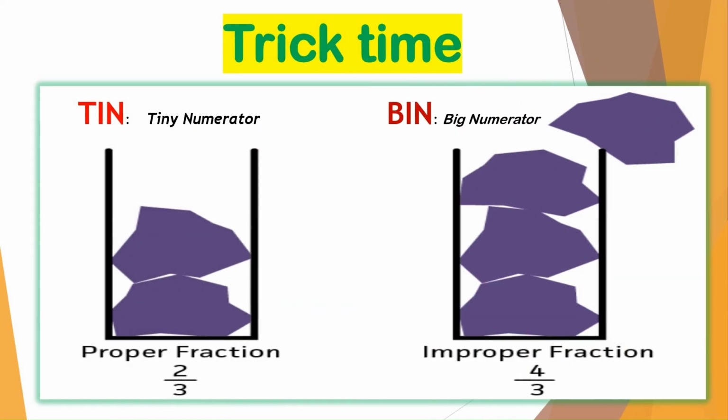Now it's trick time. I generally observe that students get confused between proper fraction and improper fraction. So you can learn proper fraction with the term TIN, means tiny numerator, and improper fraction with the term BIN, means big numerator.